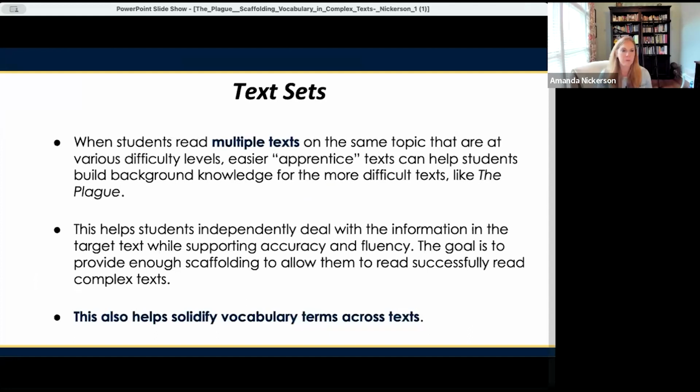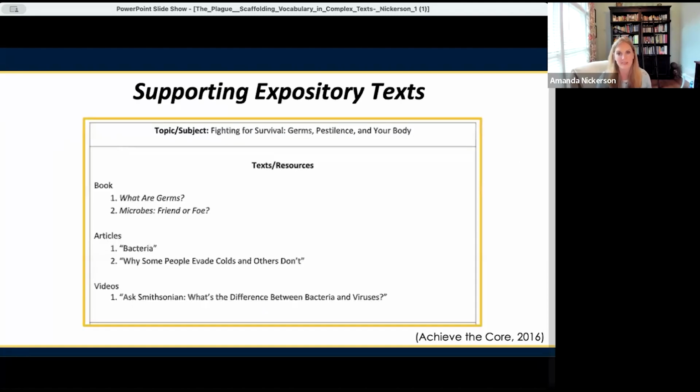So I want to encompass all of this within the context of text sets, right? This idea that we can use multiple texts on the same topic that are at different difficulty levels to build background knowledge for more difficult texts like The Plague. And I want to bring up this point here that this helps students independently deal with the information in that target text while also supporting accuracy and fluency. And it also helps solidify vocabulary terms that occur across multiple texts.